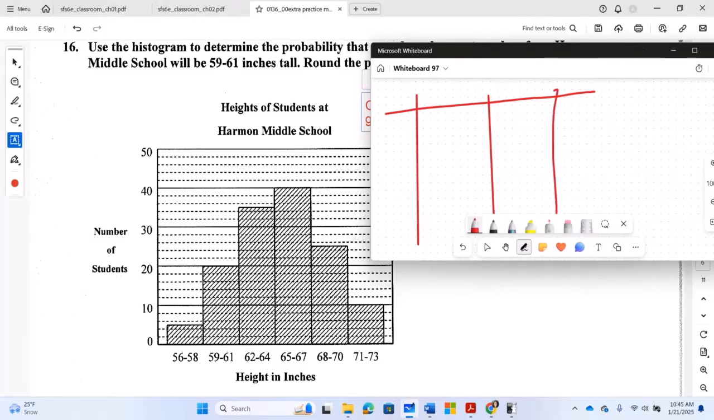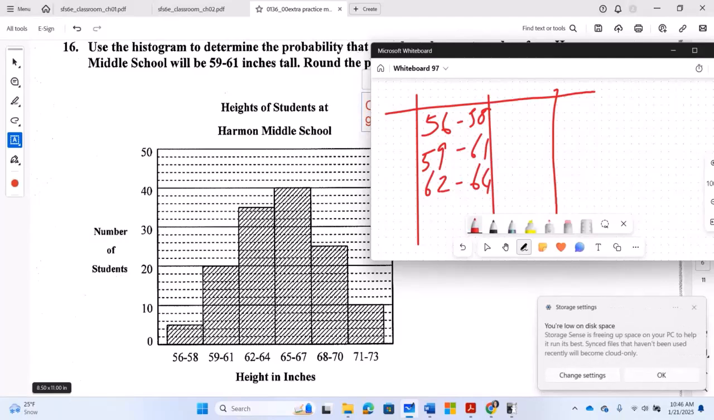Here I have the frequency. Look at the first class right here. The first class is 56 to 58. So I have 56 to 58. The second class is 59 to 61. The third class is 62 to 64.